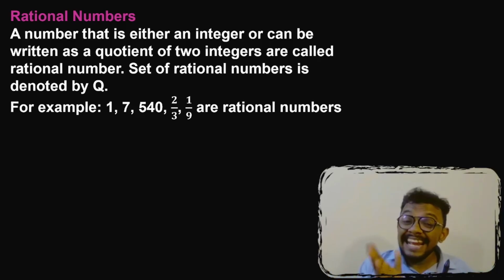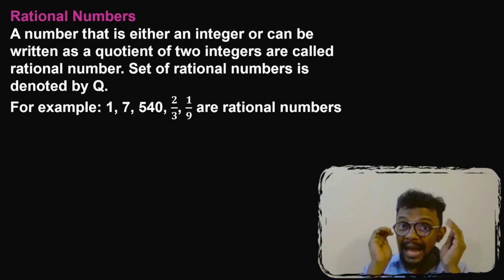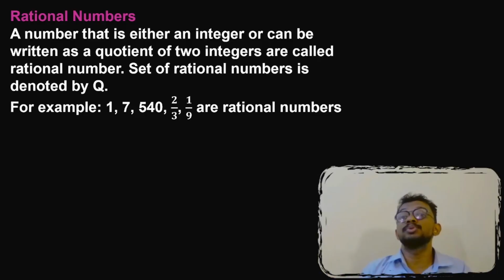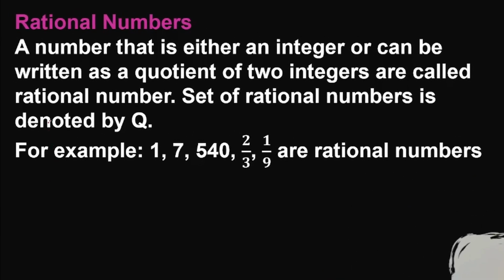Today we are discussing rational numbers. We already discussed what a rational number is by definition, but we have to go deeper into the idea of rational numbers. Let's go. A number that is either an integer or can be written as a quotient of two integers is called a rational number.